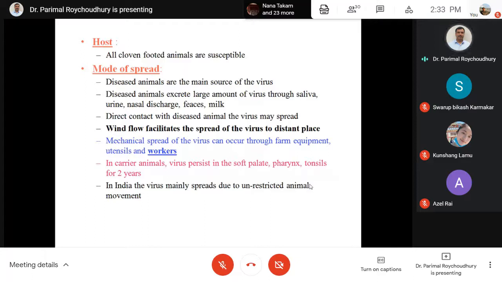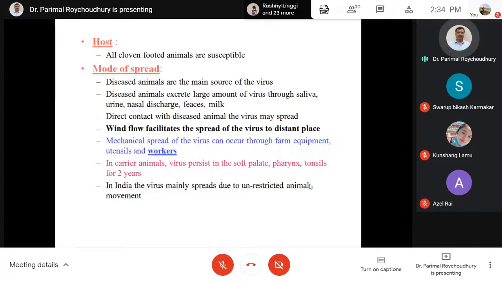They did not provide the receptor to bind, and the transcription factor needed for virus replication in their cells. So the disease never occurred in the solid-hoofed animals. This is another frequently asked question. Besides this, in all other cloven-hoofed animals, even in elephants, the disease has been recorded. Mostly we see the outbreaks in the cattle population, the dairy cattle, as well as the draught animals.